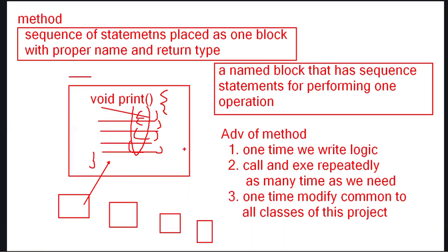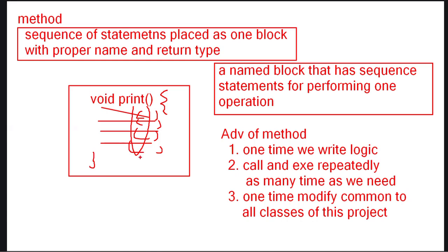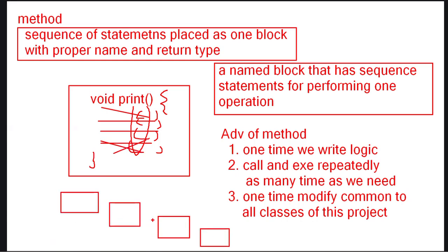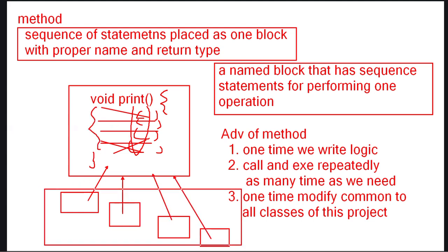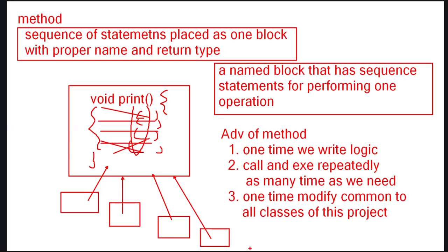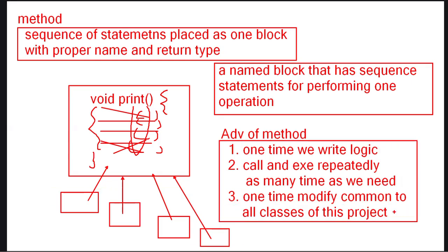Next, suppose now the existing variable I remove, then remove this line. When I remove this line, all four places I called already left. Then whatever the changes I am doing in this method, this change automatically applied in all four places or not? Writing logic one time, modifying the logic one time, repeatedly using that logic is called code reusability.